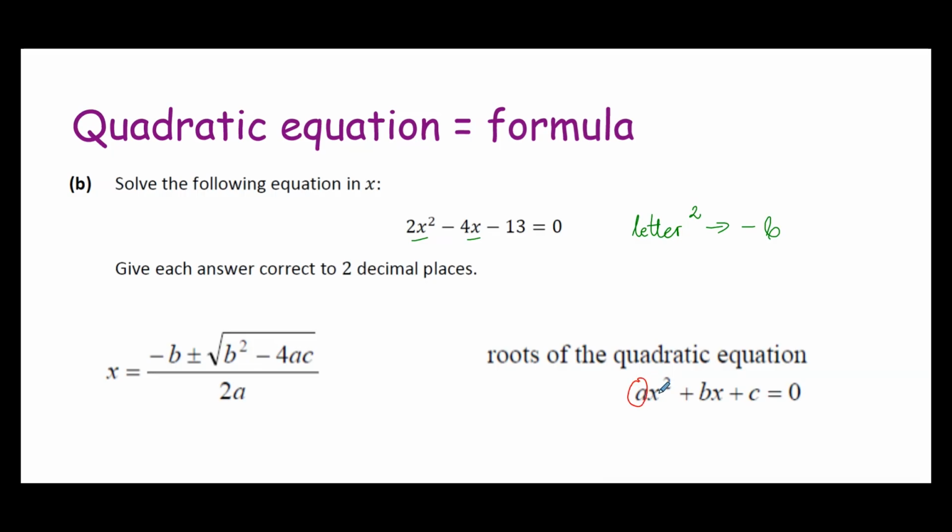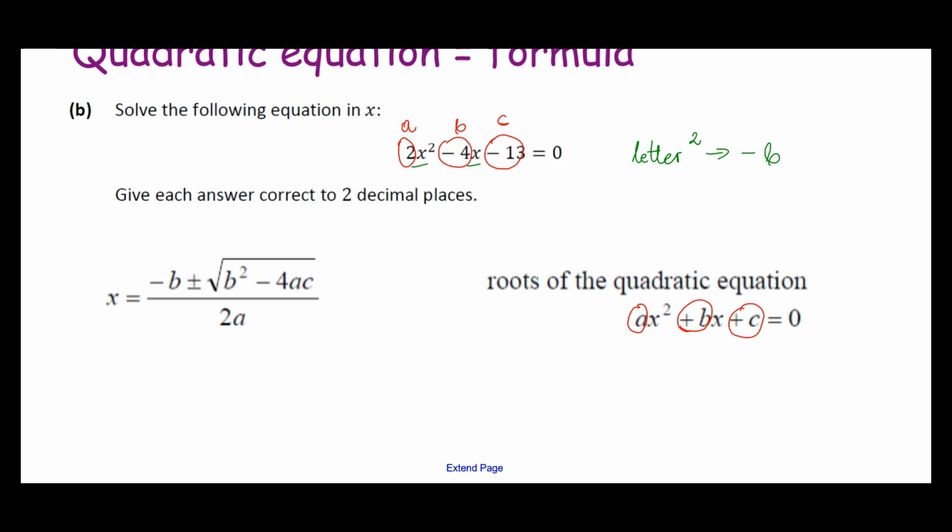So A is the number that stands beside x to the power of 2. In our case, that's going to be 2. B is a number that stands beside x with no power. In this case, don't forget, minus 4. That minus always goes with the number. And C is the number that doesn't have x beside it. In our case, that is minus 13.